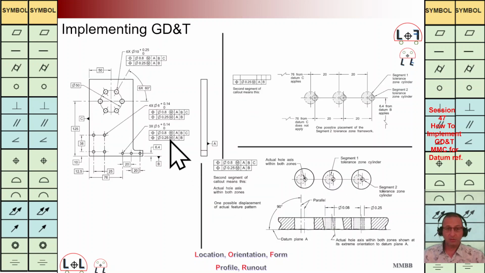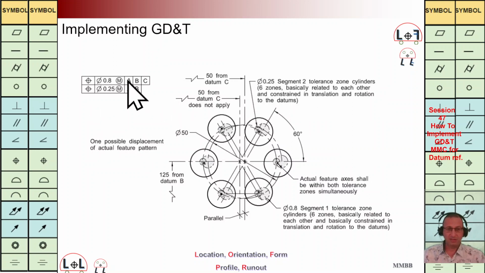And let's talk about this set of holes at top. As we can see here, we are going to have TZ 0.25, TZ 0.8 with respect to A and B, and A and B and C here, and we don't have any modifier for A and B and C. Let's see here. Yeah. Here, at the bottom, we are going to have this TZ 0.25 with respect to A.